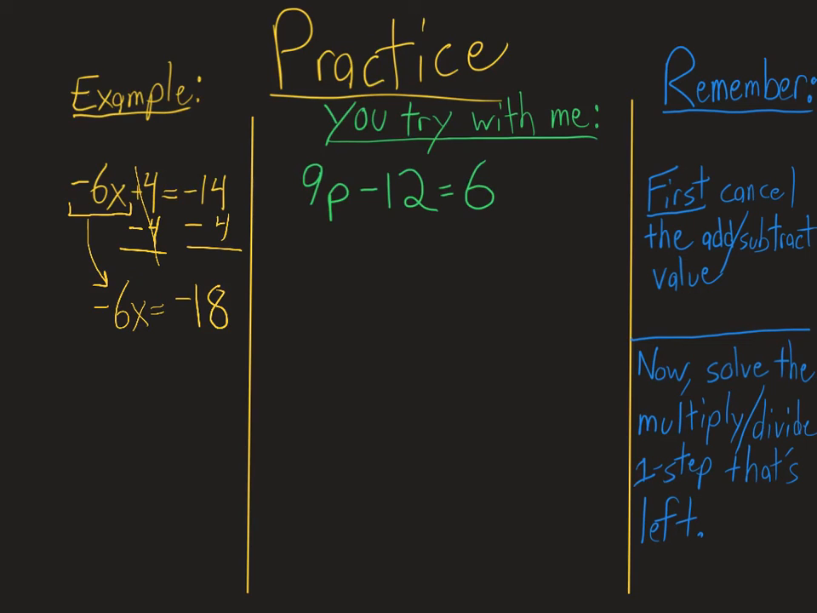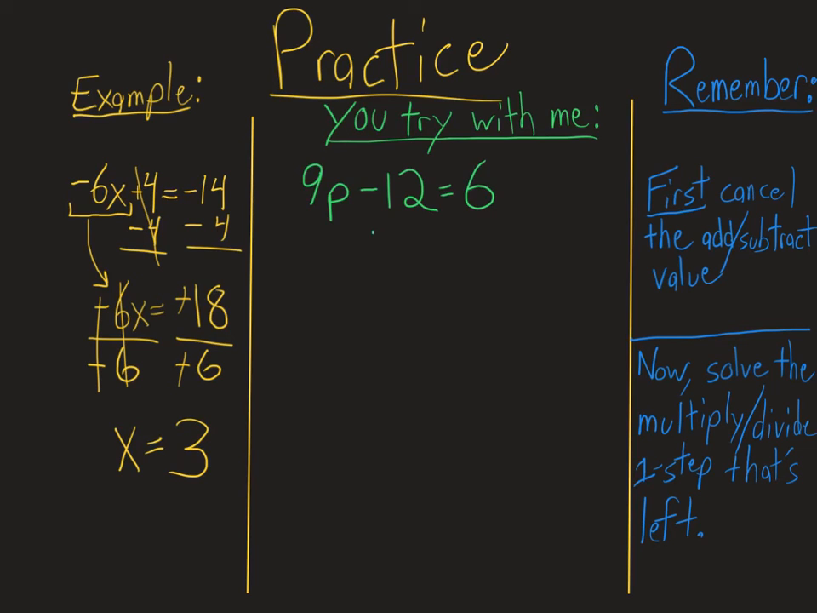Okay, over here on the right it says now solve that multiply divide one step that's left. Just like we always do. It's multiplying, so I'm going to divide off everything with the x. I'm going to do the same on both sides to balance my equation. And I'm going to get 3. All right, you finish, and then I'll show you your example problem. You can see if you did it right.